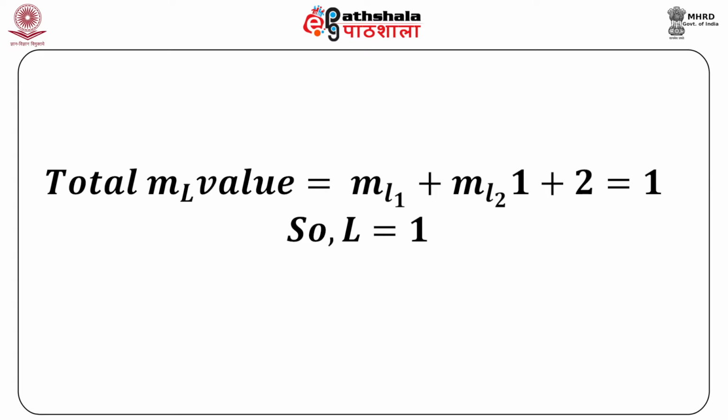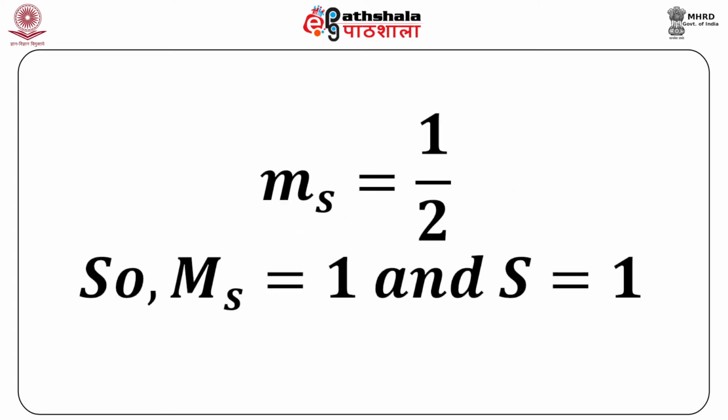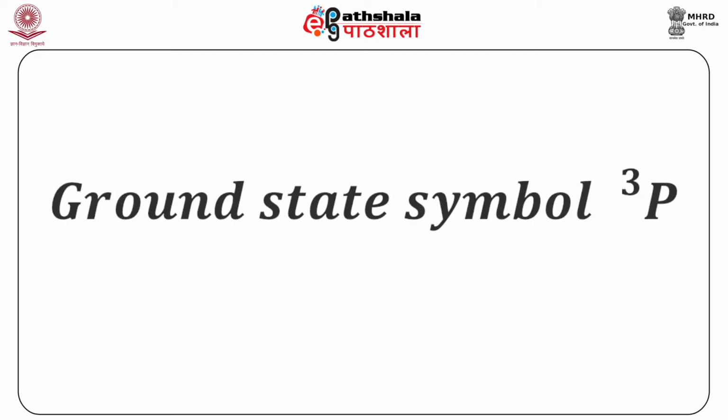ml is equal to 1, and that is why L can have a value equal to 1, and both the electrons have ms is equal to half. So, S is equal to 1, because both the electrons are pointing upwards, and that is why their ms values are equal to half. So, we can write down the ground state, it is equal to 3P.